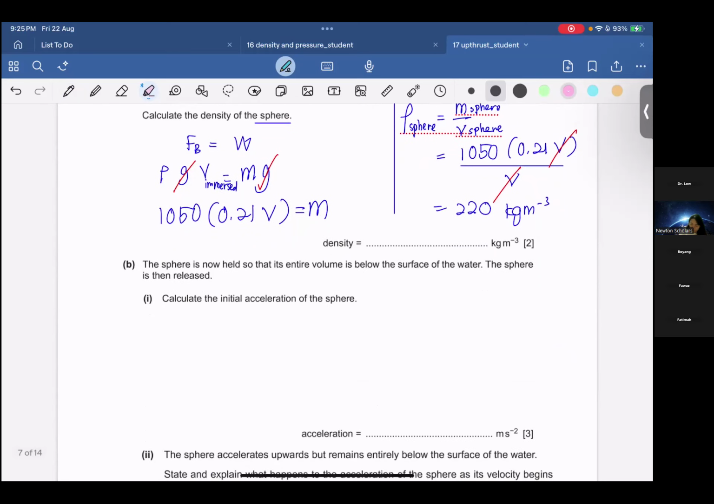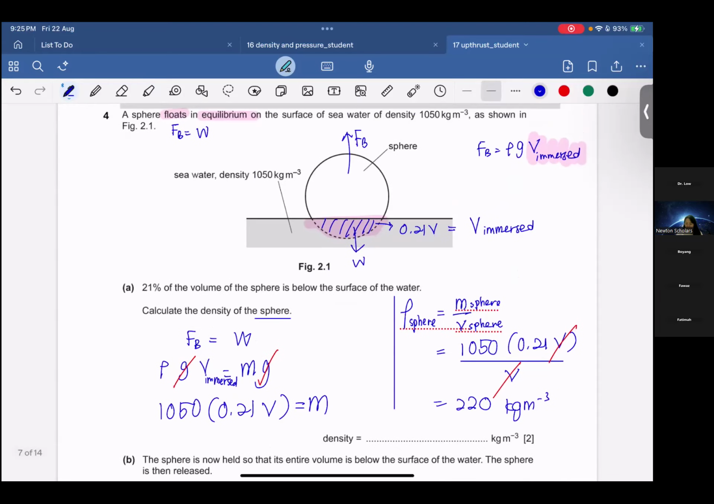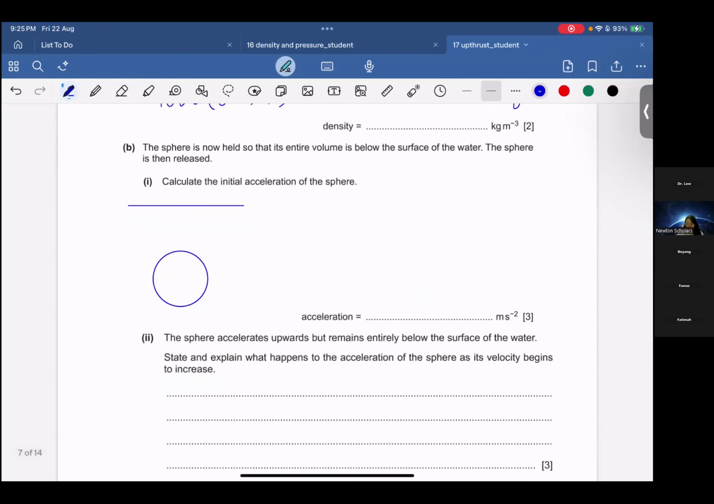Okay, next. The sphere is now, we hold it, so that the entire volume is below. Right now they want it to be below, so somewhere like this. The sphere is then released. That means we push it down, we push it down, we release. Where will the sphere go? Of course, the sphere will go upward, right?